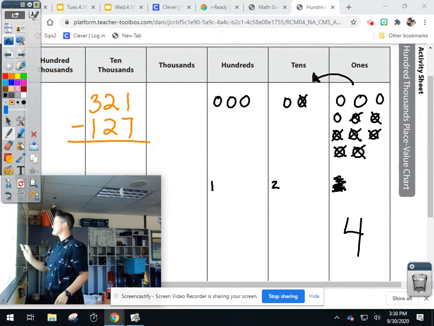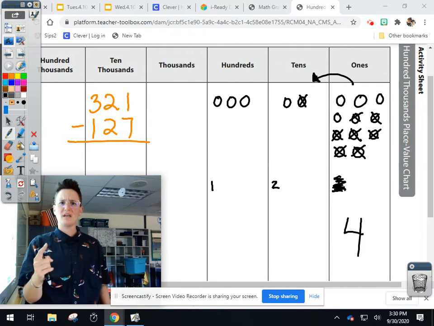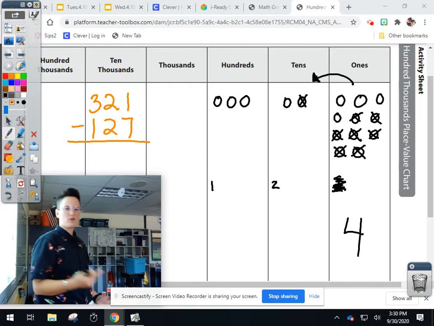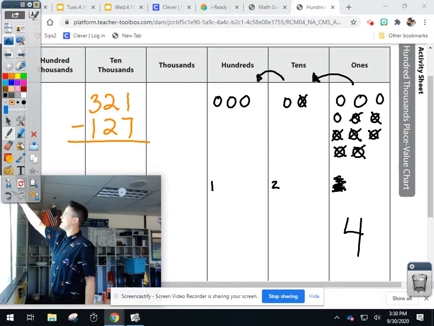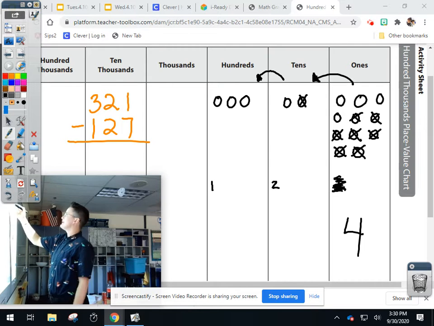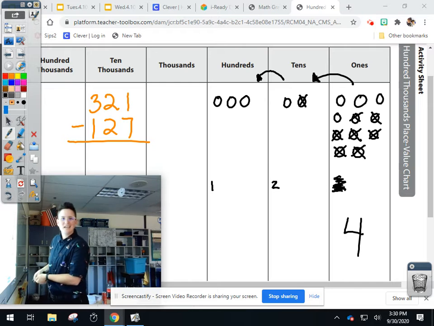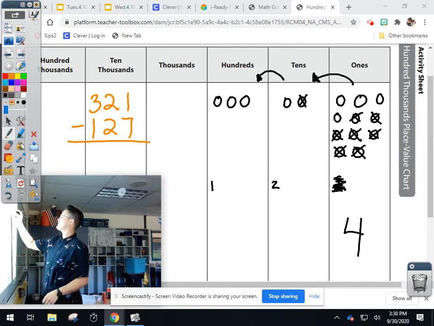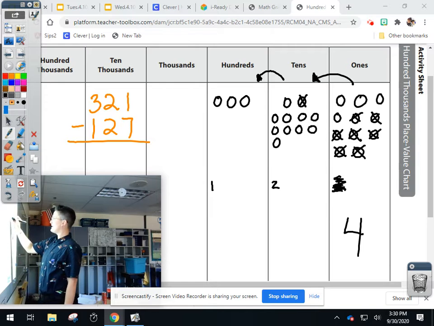Okay, so I took away my 7. Now I go to my tens place. In my tens place, I'm supposed to take away 2, but there's only 1. I can't take away 2 things if I only have 1. So I have to again go next door to my neighbor and say, excuse me, neighbor, can I have one of your hundreds so I can make 10 tens? So we're going to take that 100 and we are going to break it down into 10 tens. So 1, 2, 3, 4, 5, 6, 7, 8, 9, 10.